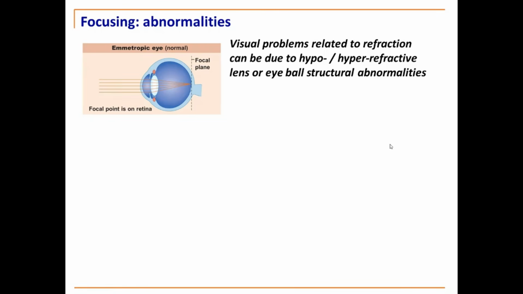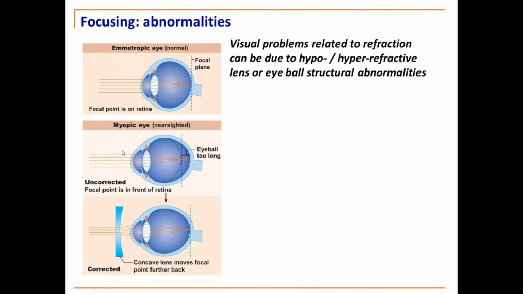What about a couple of little focusing abnormalities? Visual problems related to refraction can be due to hypo or hyper-refractive lens or eyeball structural abnormalities. In a normal eye, as you can see, the focal point comes in directly onto the retina, so you've got perfect focusing. You then have nearsighted or farsighted, and in your myopic eye, you have short-sightedness. This terminology really refers to the aspect of vision that is unimpaired. In other words, close objects are fine, but far objects are blurred.